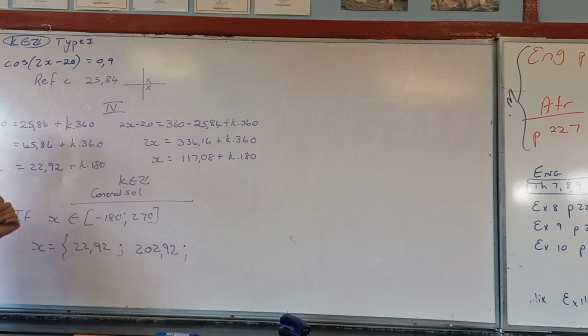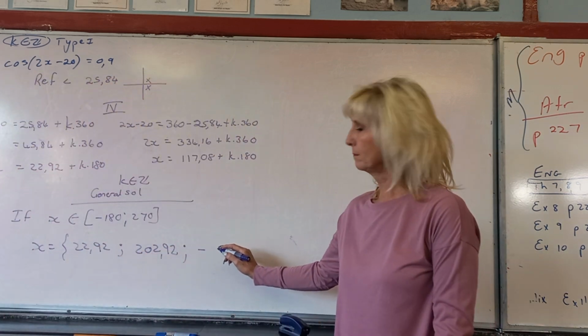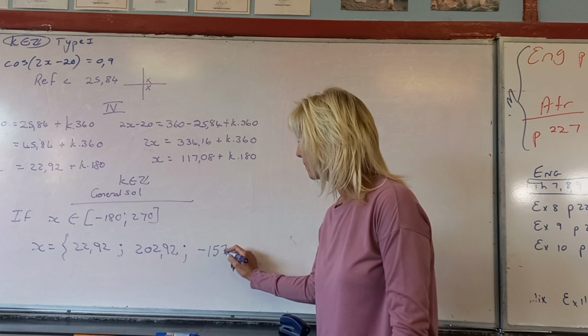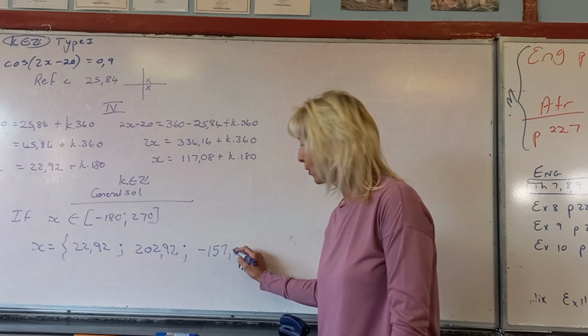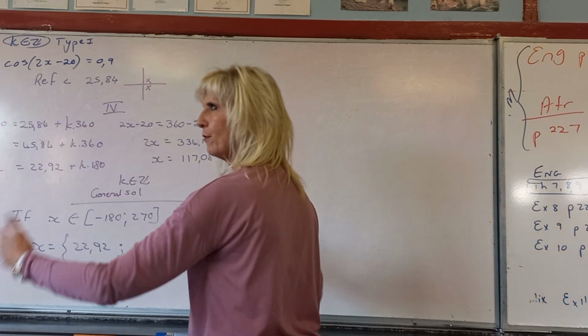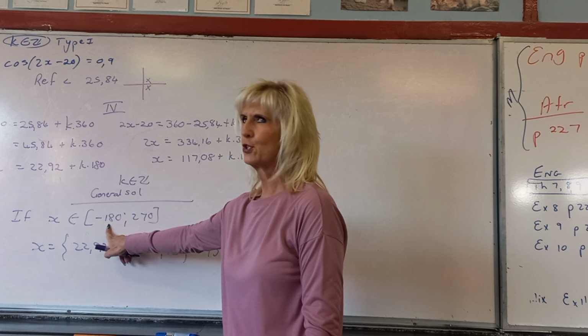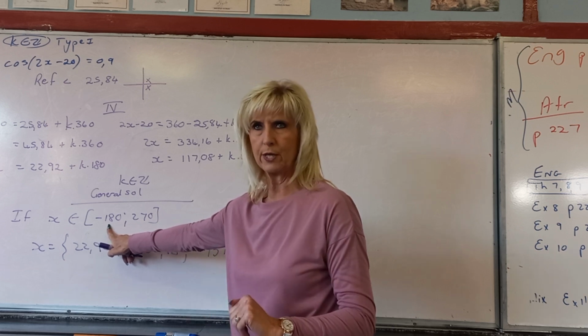But to the other side, if it was negative 180, if k was negative 1, so minus 180 from 22,92. 157,08. And if you subtract another 180, do you see it on the graph? Subtract another 180. It's going to be too small. You realize what I'm doing here?